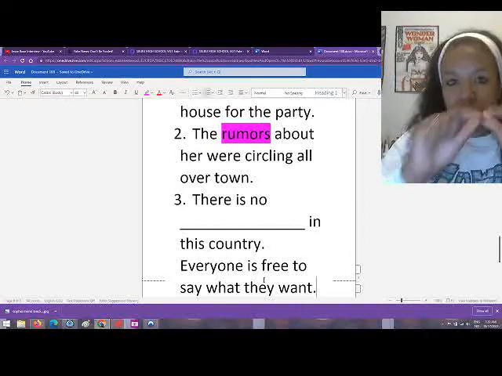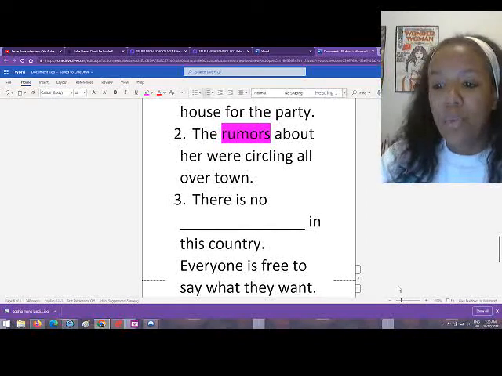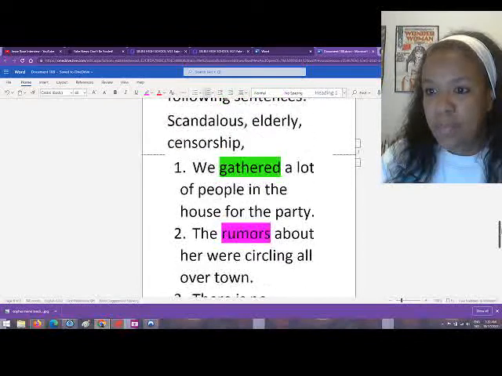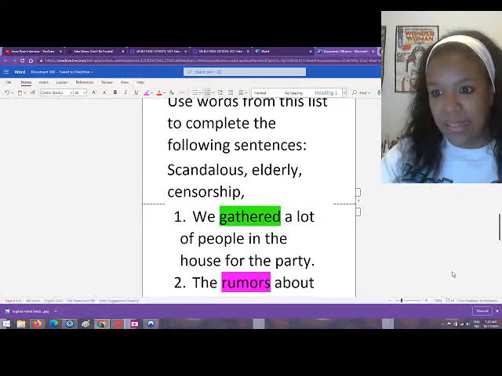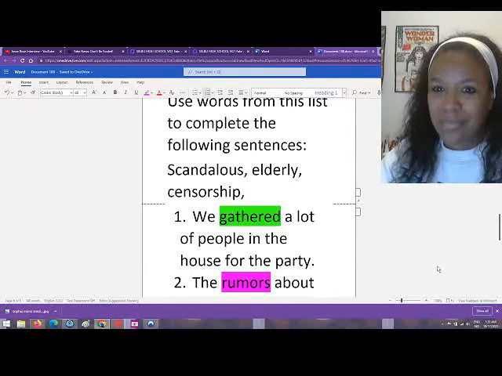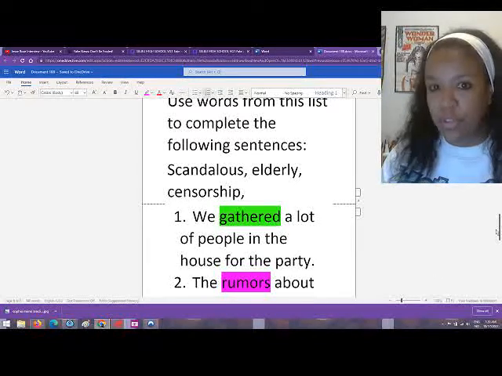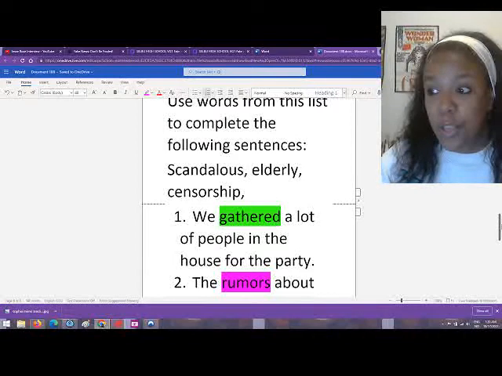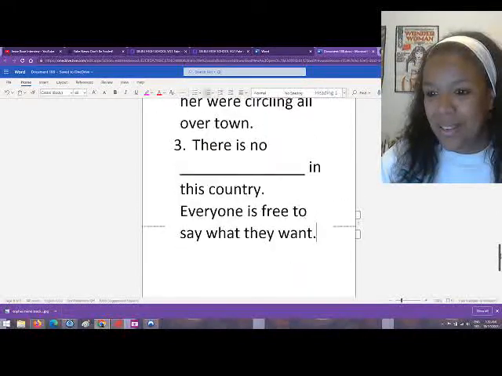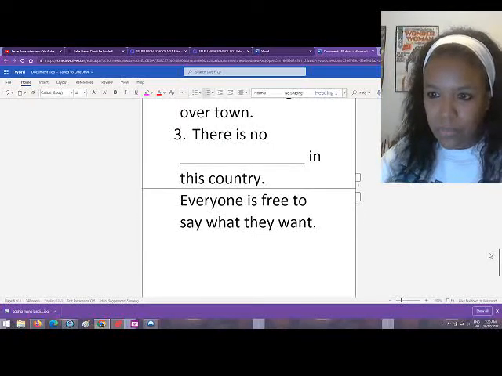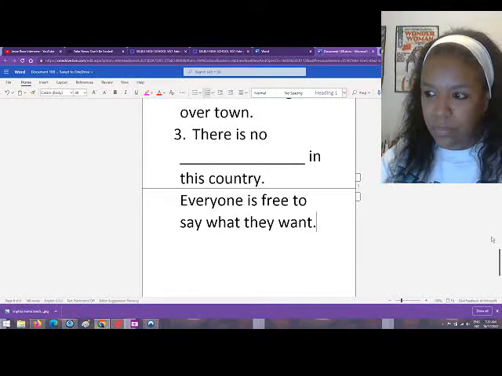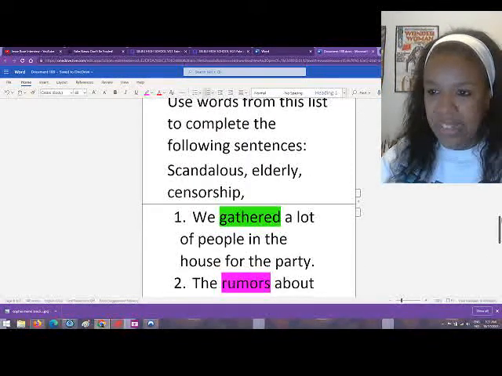there is no blank in this country. Everyone is free to say what they want. So now you have 3 words left: scandalous, elderly, and censorship. Please type in chat which one of those 3 words you would have put in that sentence. The words are scandalous, elderly, and censorship.